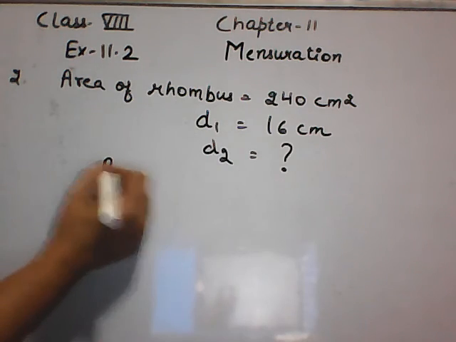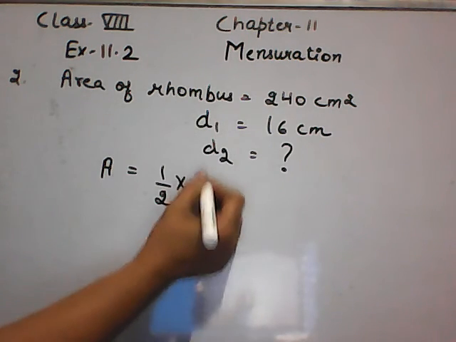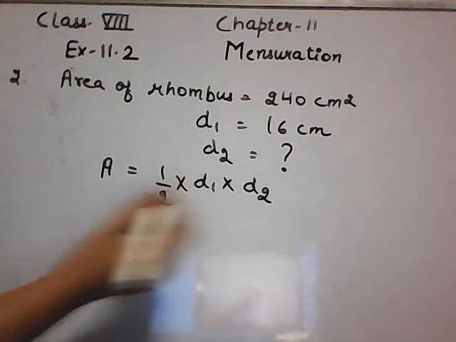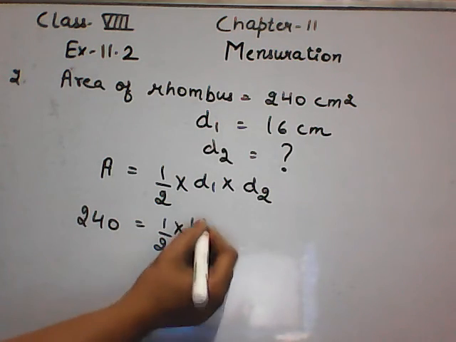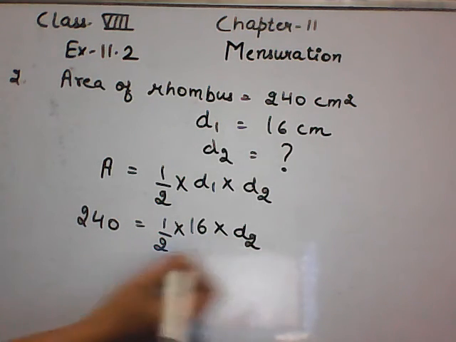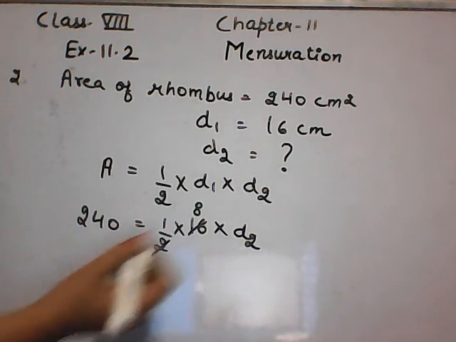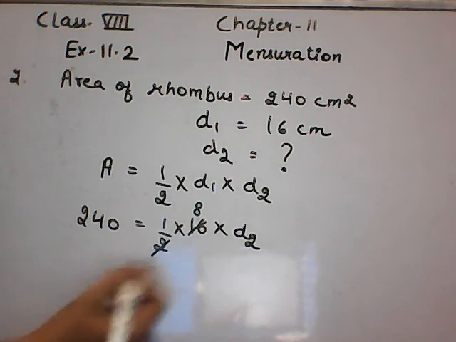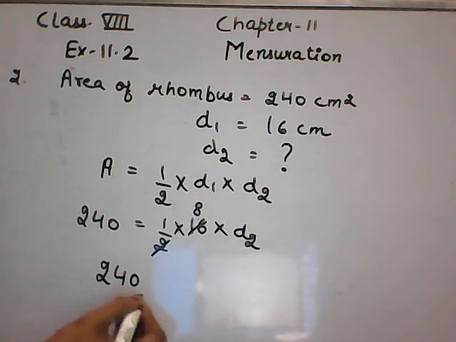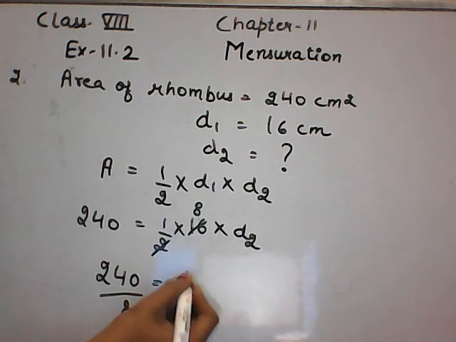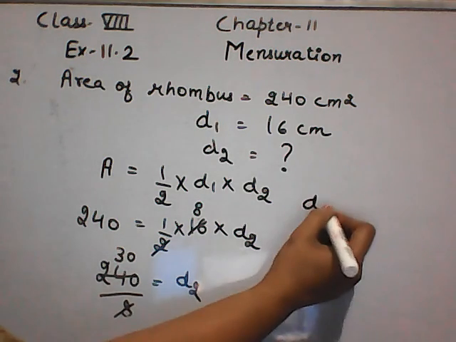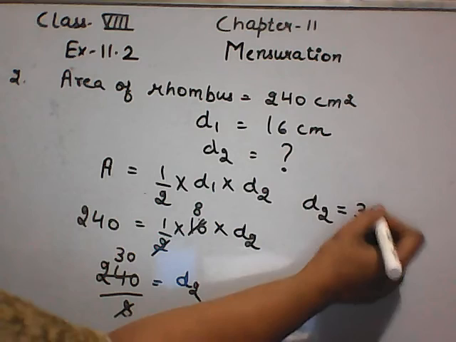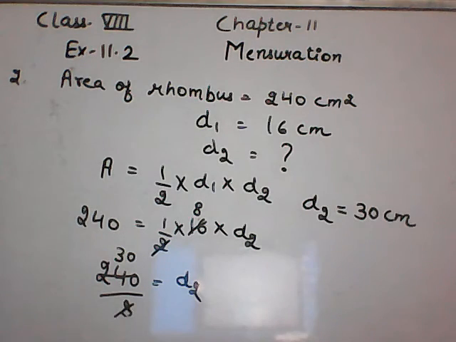Now we know the formula for the area of a rhombus is 1 by 2 multiplied by diagonal 1 multiplied by diagonal 2. Here the area is given as 240. 1 by 2, diagonal 1 is 16, and you have to find the value of diagonal 2. 2 eights are 16. Now here 8 is the multiplier; when it goes to the left-hand side, it becomes the divisor. 240 divided by 8 equals diagonal 2. 8 threes are 24, 8 times 0 is 0. So the length of the other diagonal will be 30 centimeters. In this way, you can find the other diagonal. Thank you.